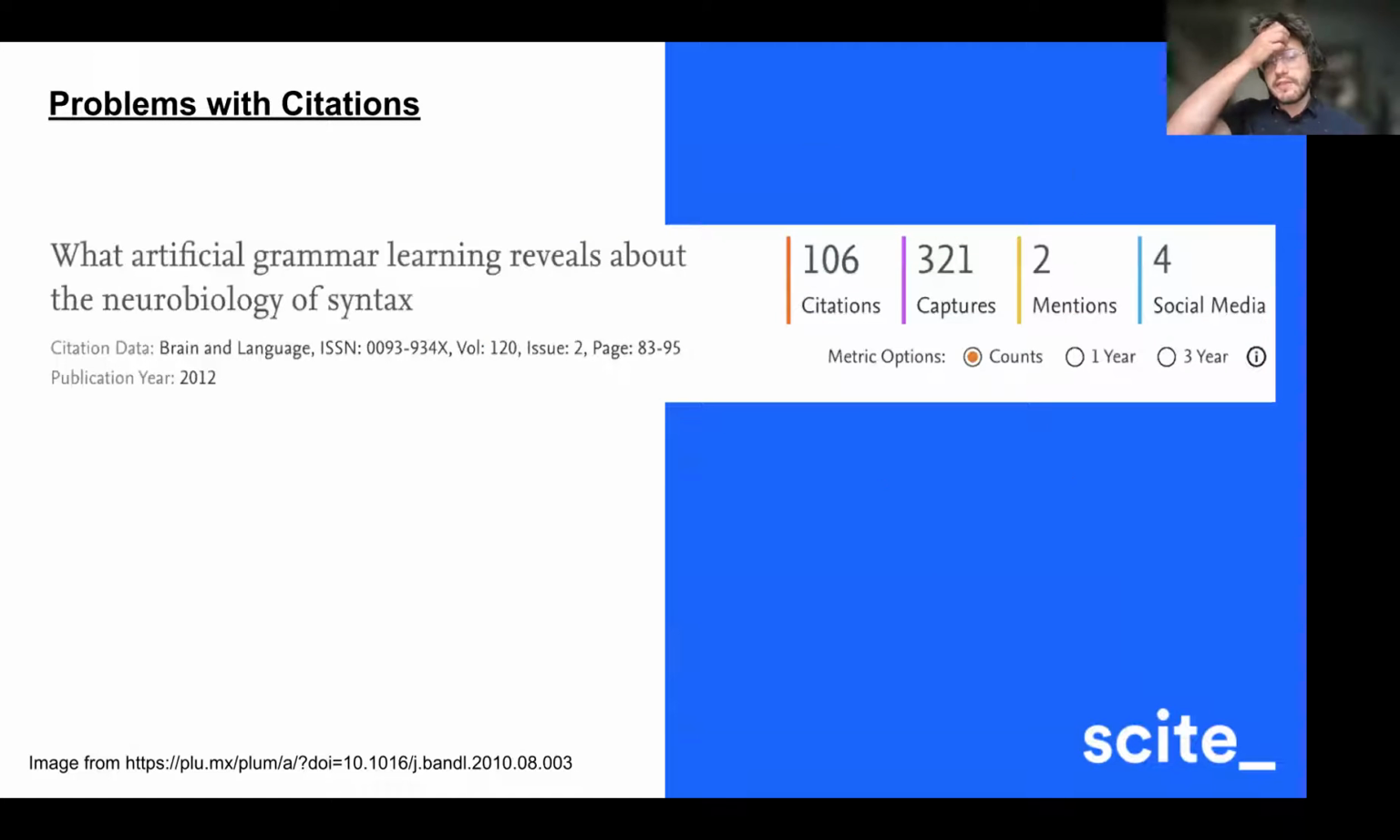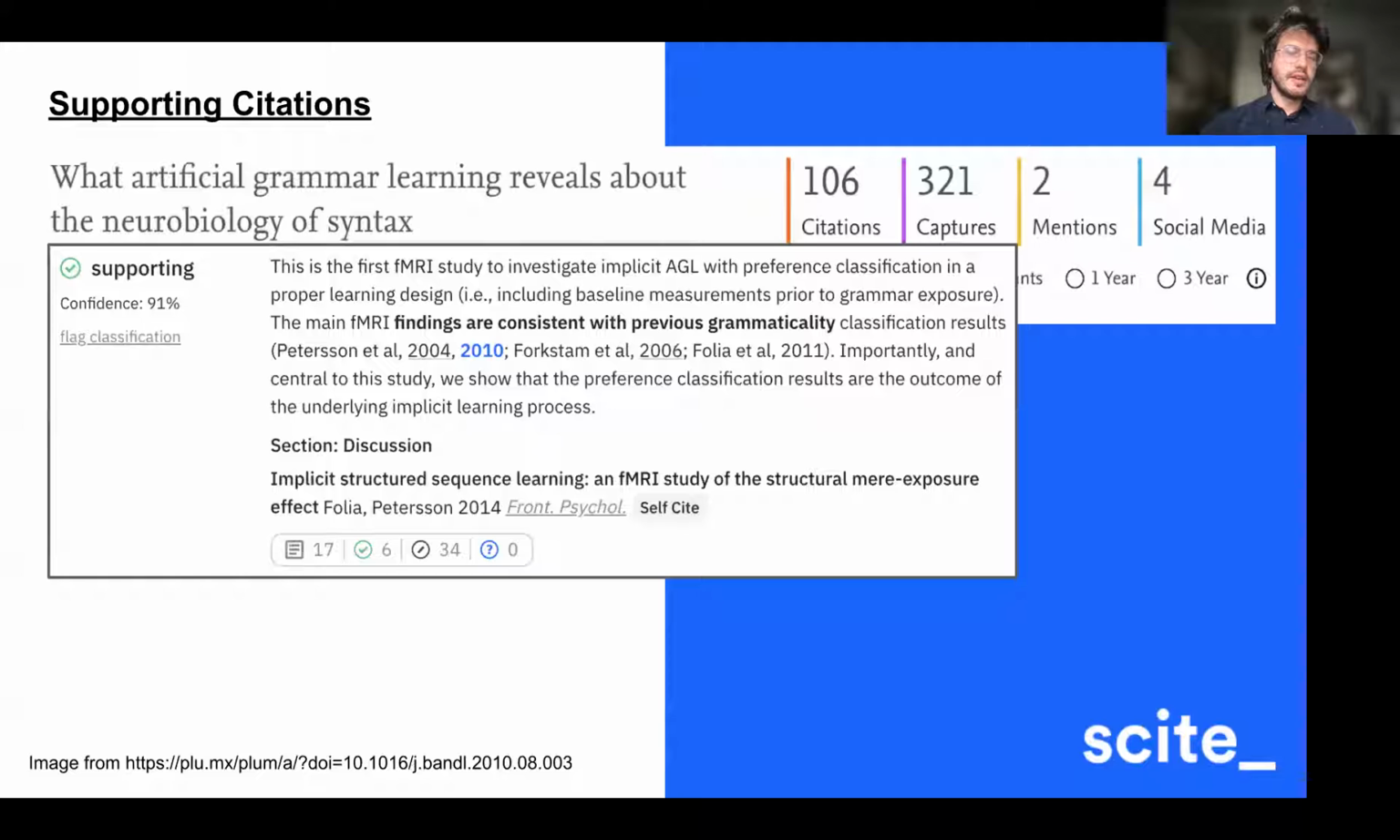Similarly, if we have a publication that has a low count of citations, we might skip over it, or we might not think that there's that many interesting things to it. But just because there's a low count of citations, it doesn't mean there aren't supporting citations that make the results in this paper an important result in the field.